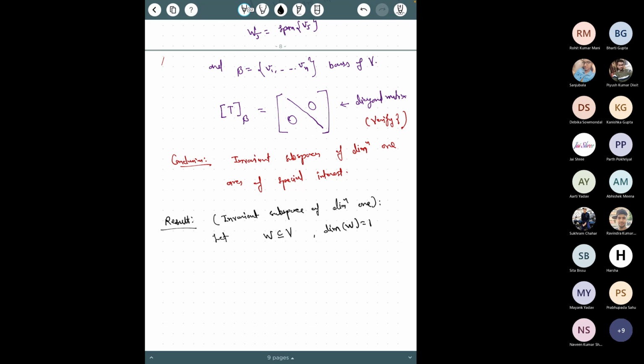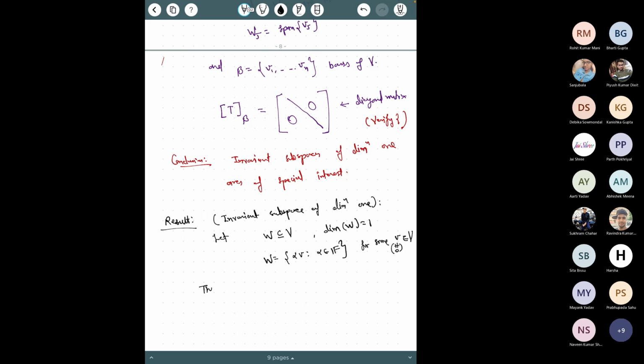If the dimension of W is equal to 1, then we know that W is equal to alpha V, where alpha belongs to F, or you can say the span of V. Because it is one-dimensional, you can write it as the span of some V, an element of the vector space, where V is a non-zero vector. So let us call that vector V.